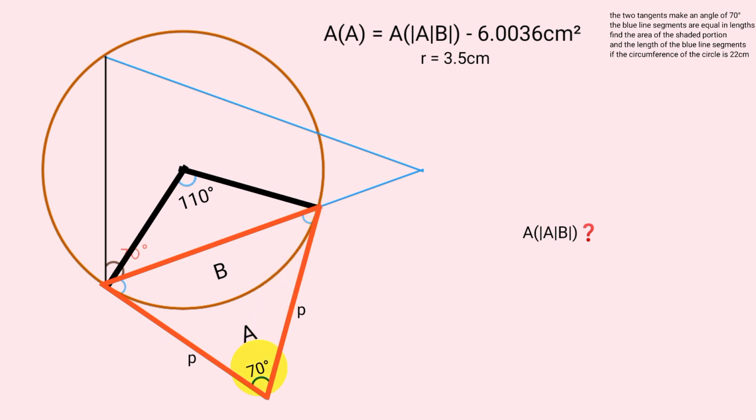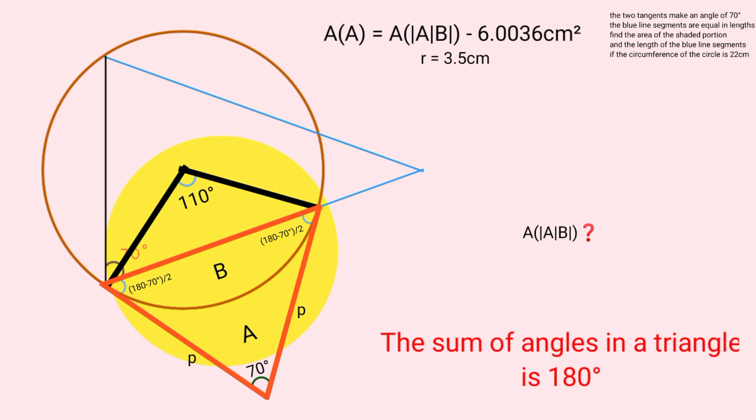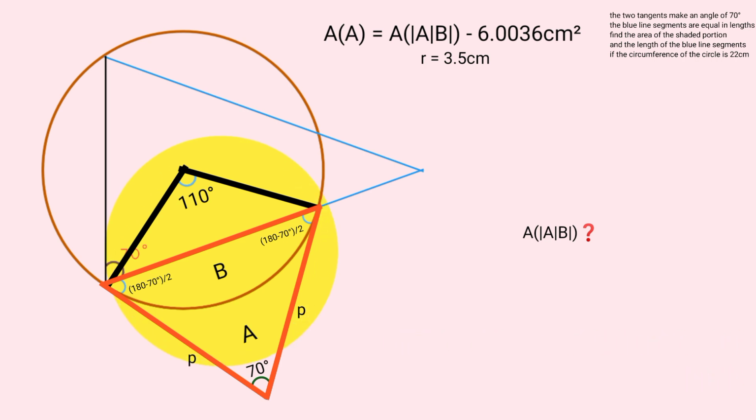So since this is 70 degrees, this and this must be (180 degrees minus 70 degrees) over 2 each, because the sum of angles in a triangle is 180 degrees. Here, (180 degrees minus 70 degrees) over 2 is 55 degrees. So now what are the lengths of its sides?